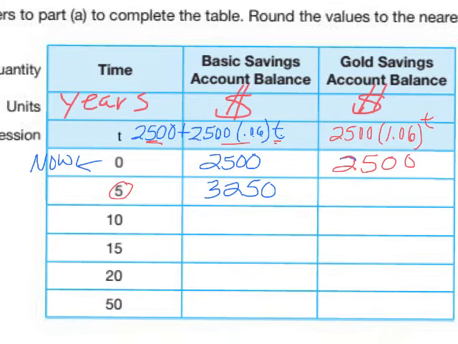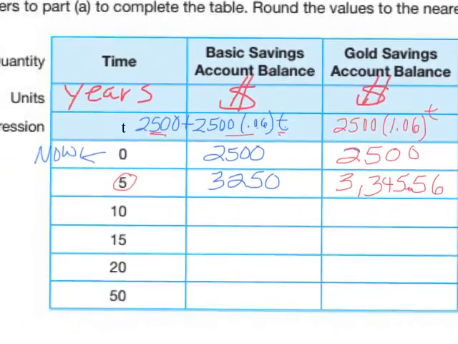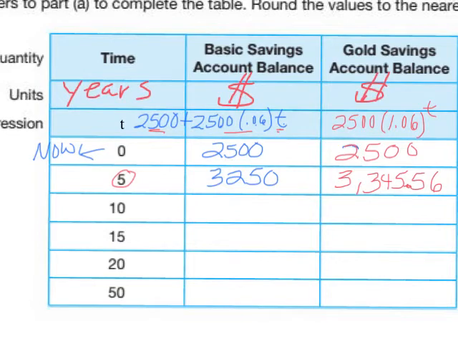2,500 times 1.06 to the exponent of 5, which would give me $3,345.56. Okay. Let me see the rounding. It says round it to the nearest cent. Okay, we're fine there. All right, so you want to continue doing this formula for this, that, and that.